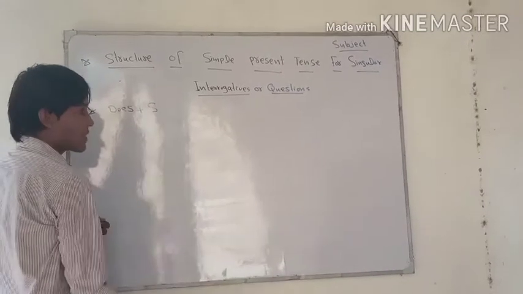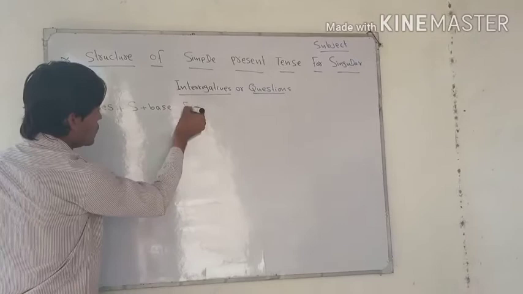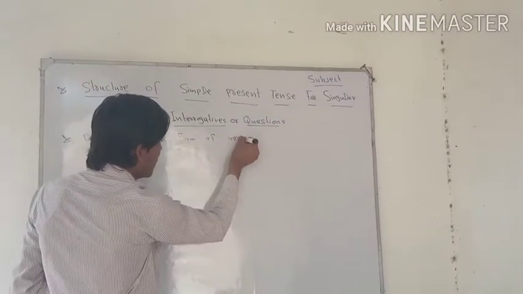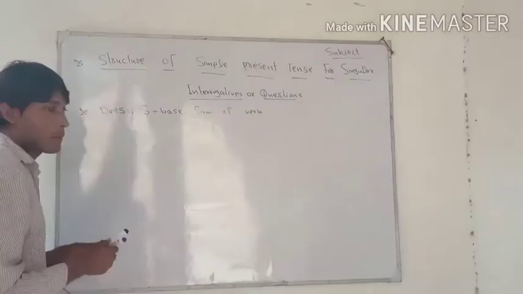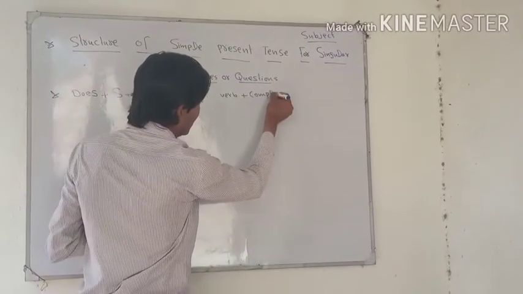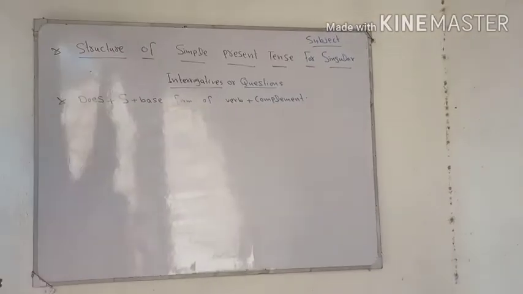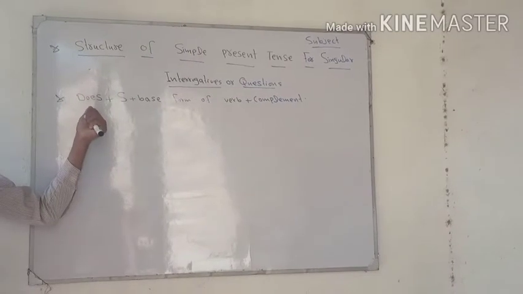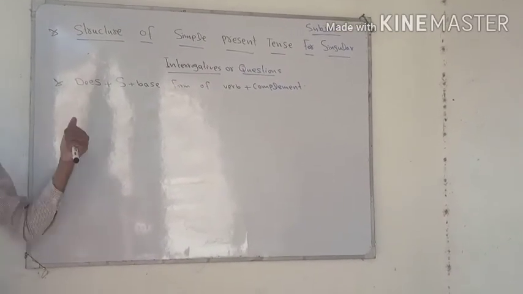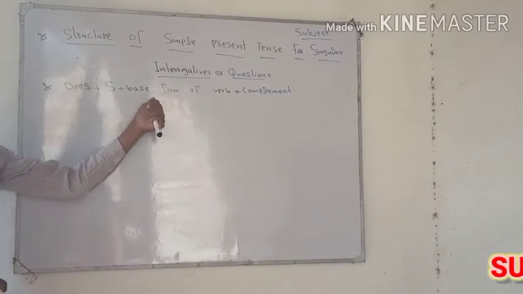S means subject, and then the base form of the verb. And the verb is followed by the complement. That is called the complement. Now let's discuss the structure. If I want to construct an interrogative sentence, first of all I need does, then the subject, then the base form verb plus the complement.